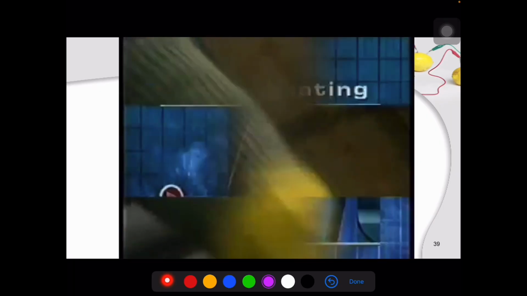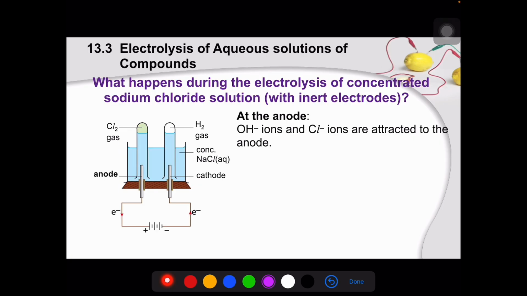Alright, so as you can see from the video, you will realize that it looks quite different from what I was explaining in the earlier part of this video, right? Because their product was chlorine gas instead of oxygen gas. Now that is because in this setup, they were using concentrated NaCl, right? And we're going to take a look at what is the difference compared to what we have seen in the previous part that I've mentioned earlier about diluted NaCl.